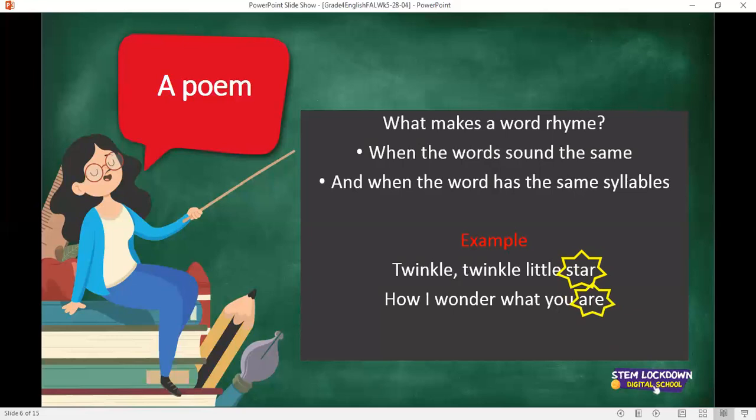Star, are. Now, how many syllables do each of those words have? So if I say it and clap it, it's star. So it's 1. And if I say are, it's also 1. So it's got a very short beat to it. So remember, when you look for rhyming words, they will always be at the end of a sentence.